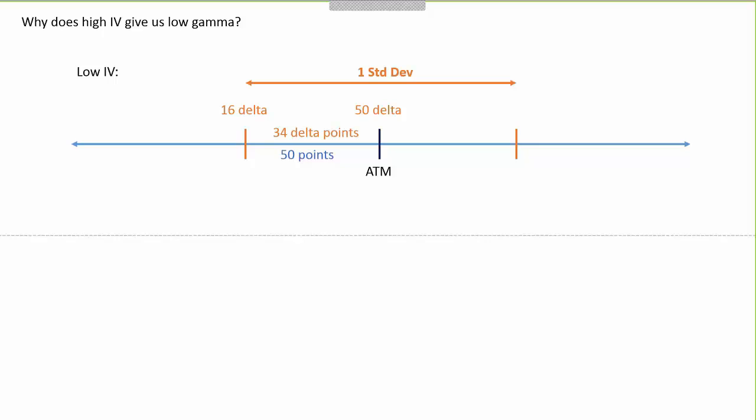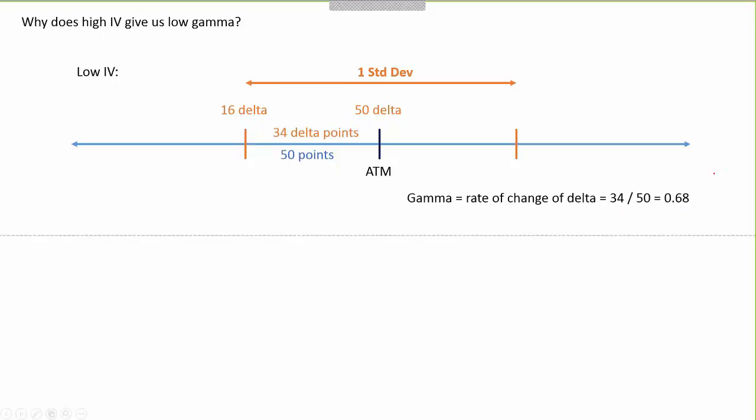So let's think about what gamma means. Gamma is the rate of change of delta, right? In this simple example, what that implies then is that the gamma is the rate of change of this compared to this, right? We are at 50, we are then morphing to 16 over the span of 50 points, right? So the rate of change is 34 divided by 50, which is 0.68. Okay? Hopefully that makes sense.